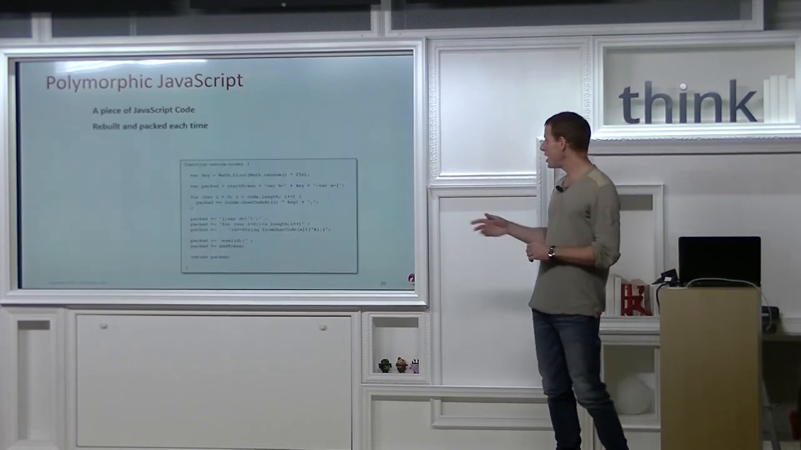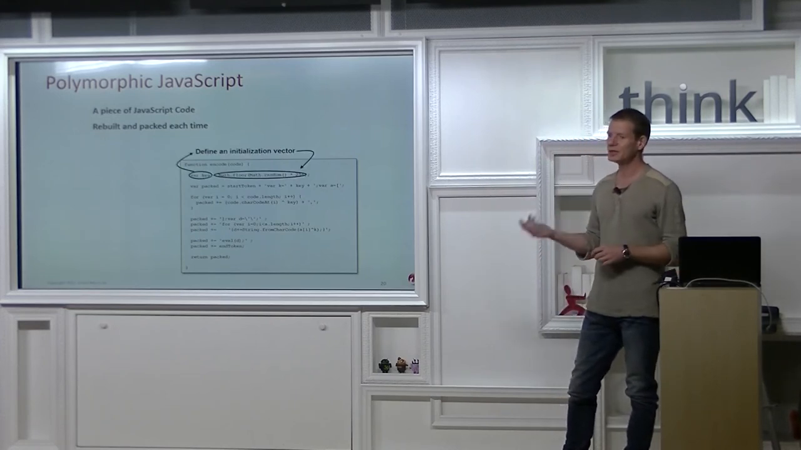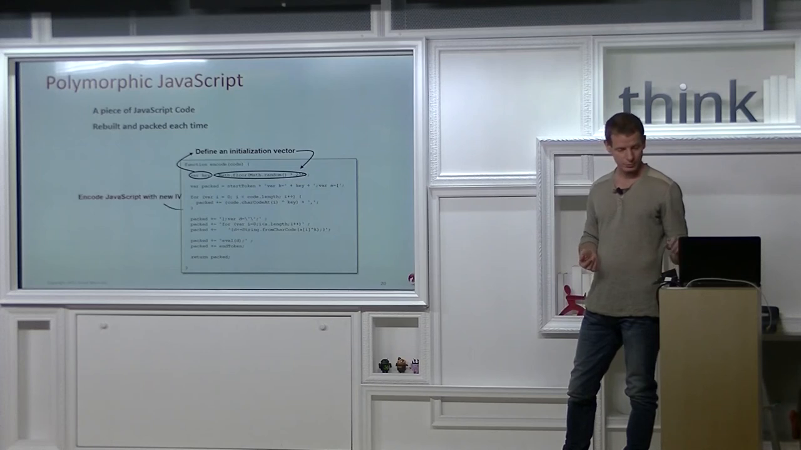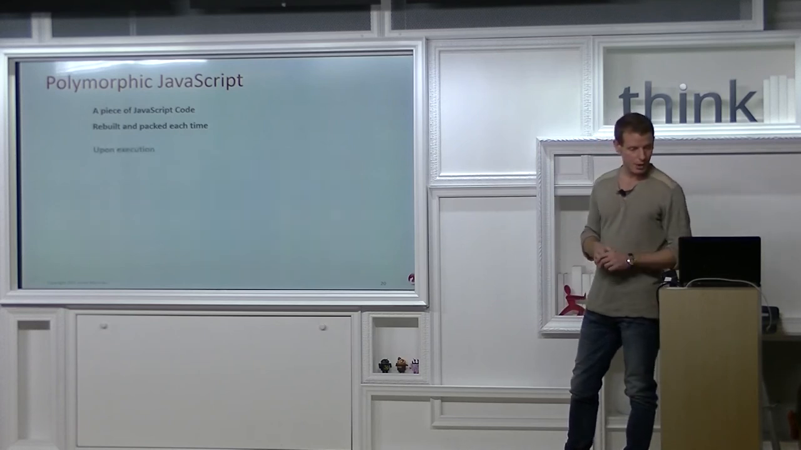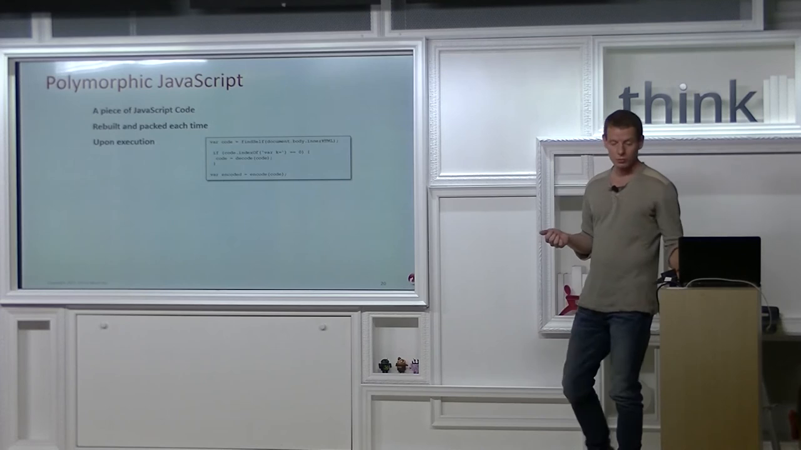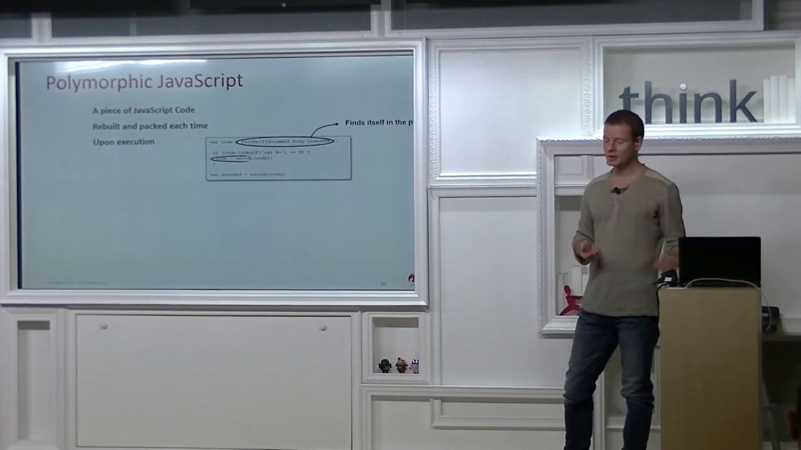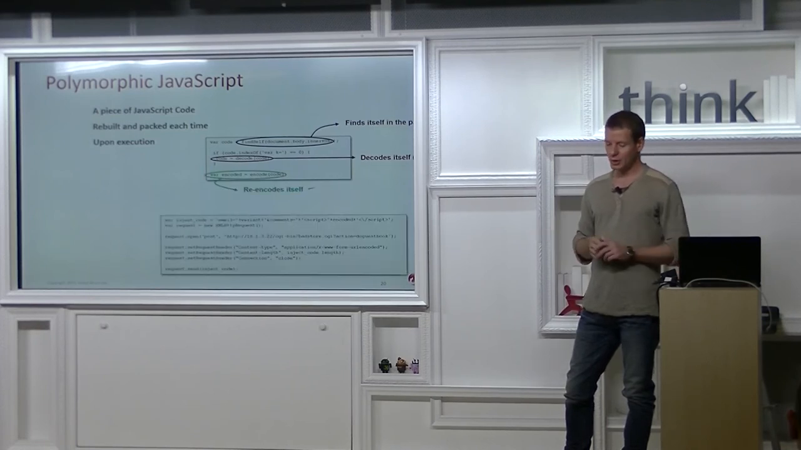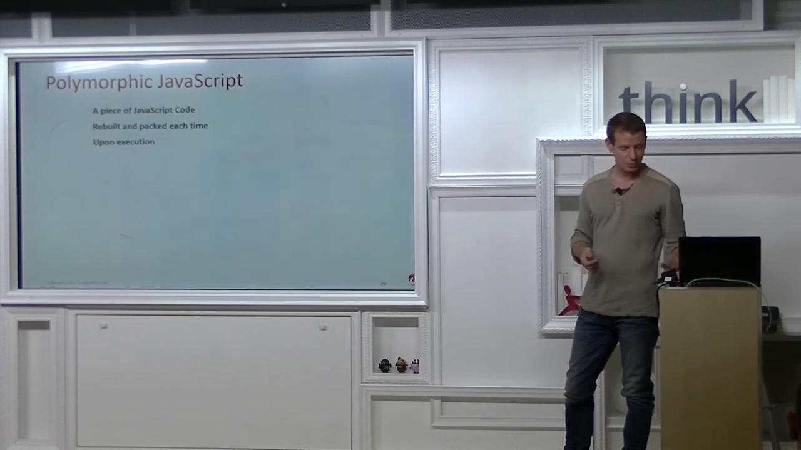Each time the payload is going to be rebuilt, so you define an IV. With this IV, you're going to encode. Then you just have to define the decoding routine and execution. The execution is going to find itself first in the page, decode itself, re-encode. And once it's re-encoded, it's going there, and you see that we're executing, propagating, and we're back to the beginning.